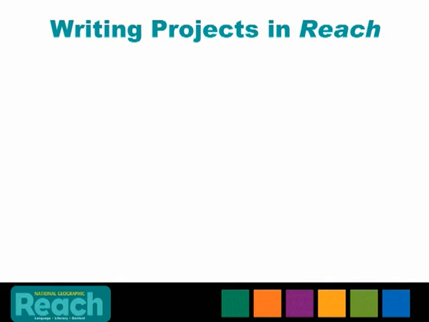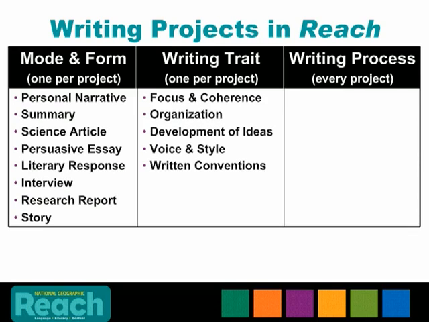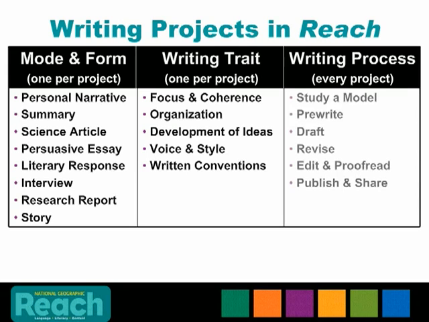In addition to all of the daily writing opportunities, there are writing projects designed specifically for your English language learners. Each level of REACH has 8 writing projects, 1 per unit, with each project focusing on one writing form, as you can see here with the examples from Grade 3. Each writing project will focus specifically on teaching one writing trait, including focus and coherence, organization, development of ideas, voice and style, and written conventions.